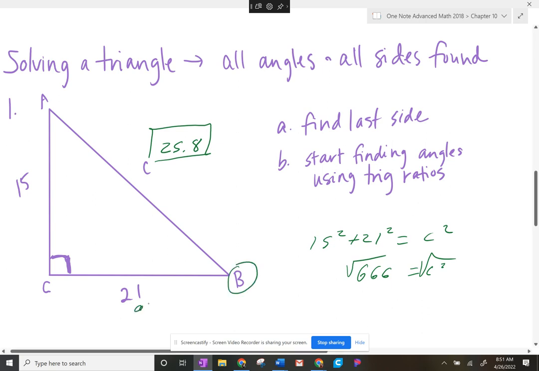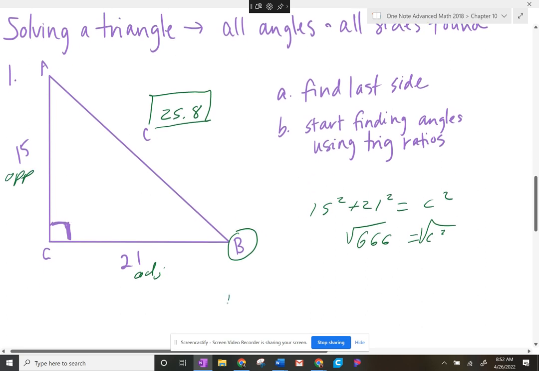That means that this one over here is going to be the adjacent. This one over here is going to be the opposite. So that gives me tangent of the letter B, which I don't know what it is, equals my opposite over the adjacent, so equals 15 over 21. Because they don't give me the angle, I have to use the inverse. So to solve it, I would push into my calculator the inverse of tangent equals 15 over 21.